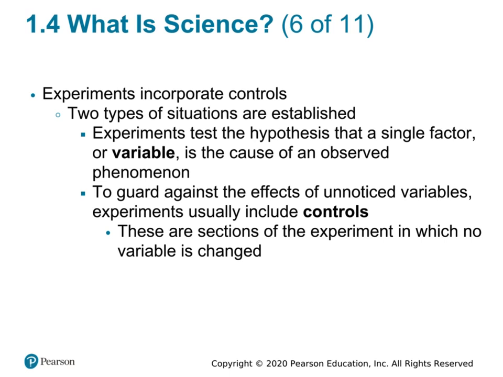And experiments have to incorporate controls. So there's two types of situations that you have to establish. You have to be testing your hypothesis, but only a single factor of that hypothesis, or one variable. And you're going to be testing a variable that is a part of that observed phenomenon you're asking questions about. You want to try to have controls to guard against any of the effects of unnoticed variables that you can't account for. And so you want to make sure that almost everything is the same and no other variables or parts of your experiment are changed except what you're testing.